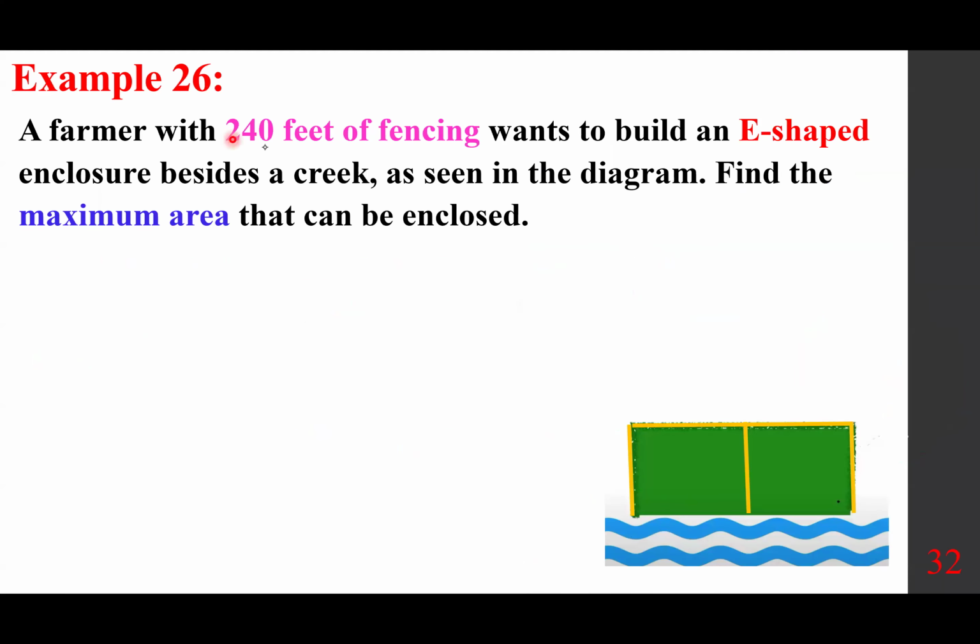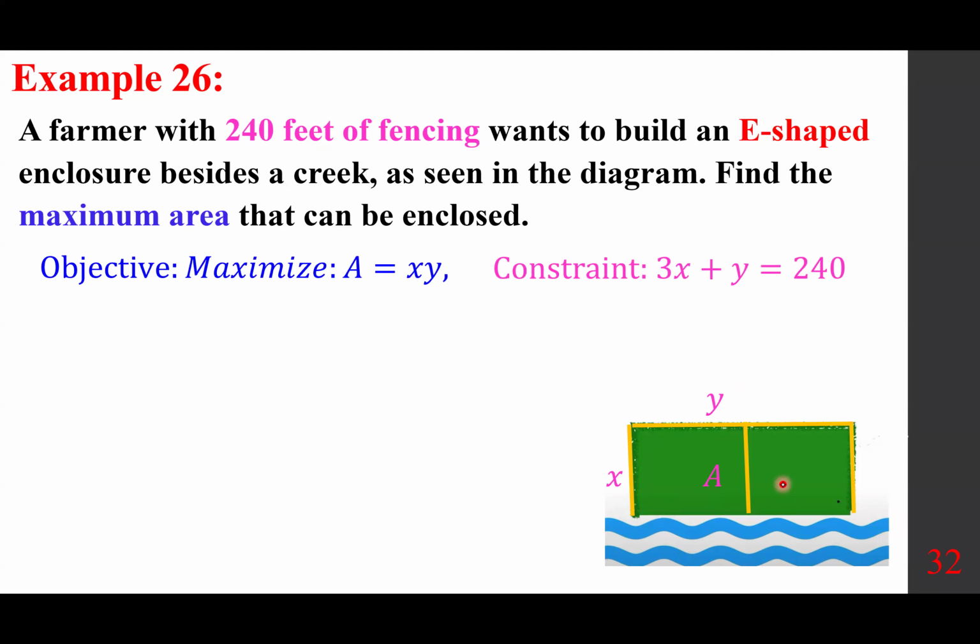A farmer with 240 feet of fencing wants to build an E-shaped enclosure beside a creek, as seen in the diagram. Find the maximum area that can be enclosed. So define your variables. Here's x, here's y. You want to maximize the area, which is x times y. Now, we have 240 feet of fencing. We have 1, 2, 3 x's, and normally we have 2 y's, but in this case, only 1 y. So we want to pay attention to what's given.